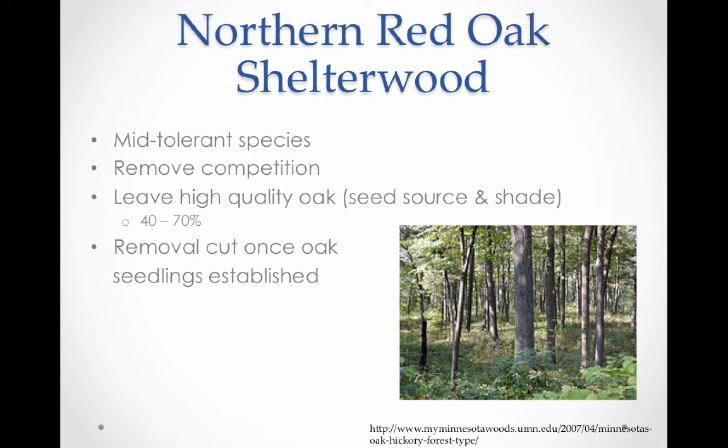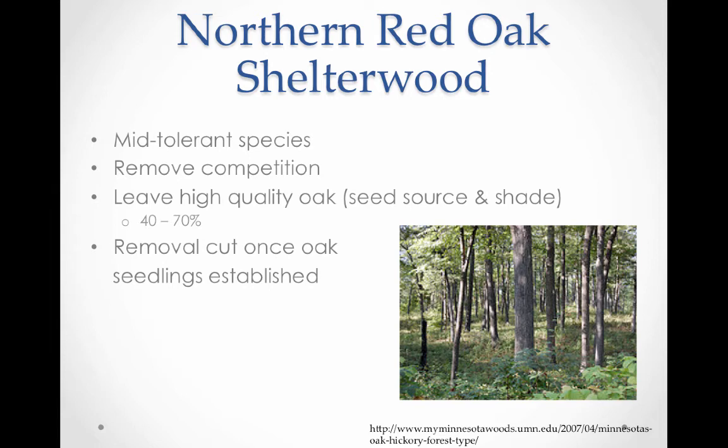So an example from Minnesota is northern red oak management. So northern red oak, one way we can manage northern red oak is with a Shelterwood. And so northern red oak is a mid-tolerant species. So generally when we're looking at a stand, what we would do is remove competition. And that means trees both in the overstory and in that mid-story. So we want to produce this kind of open quality habitat. And what we're leaving behind, so we're taking out a lot, but what we're leaving behind is high quality oak. And this high quality oak will serve as a seed source and shade.